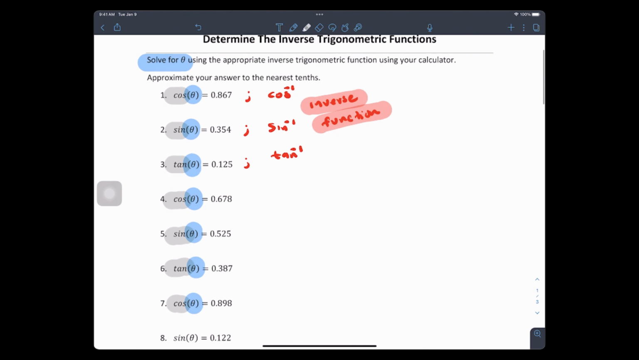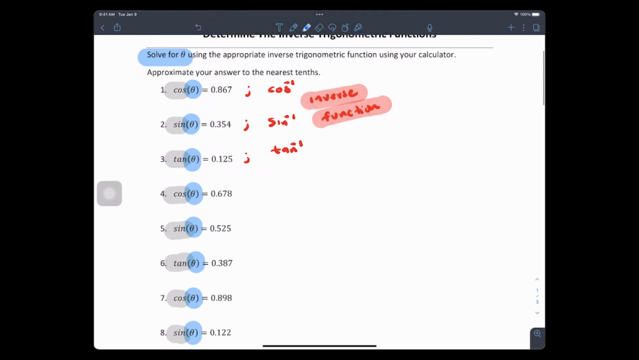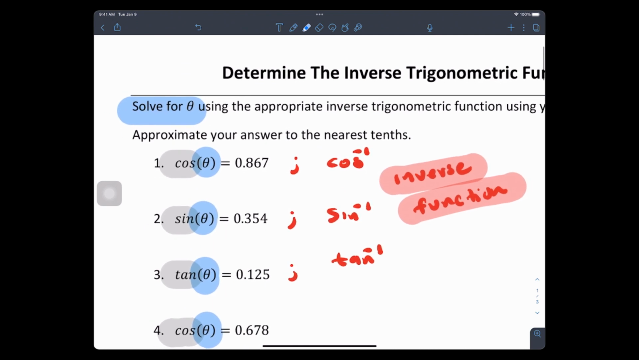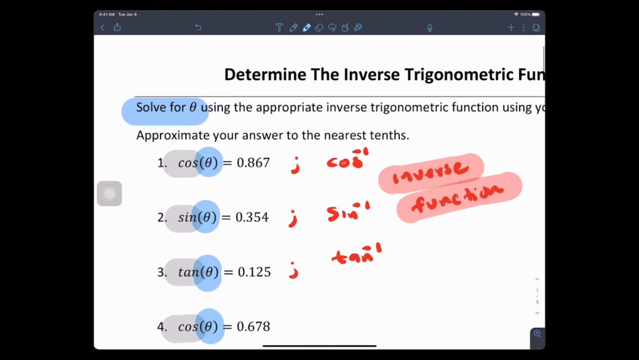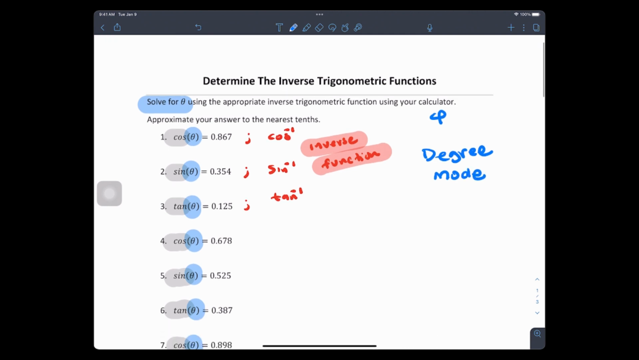So what I'm going to have you guys warm up this morning on is the first 8. Use your calculator. And how are you going to approximate your answers? To the nearest tenths, but make sure your calculator is in degree mode, okay? They didn't say that in the instructions, but I'm saying that now.